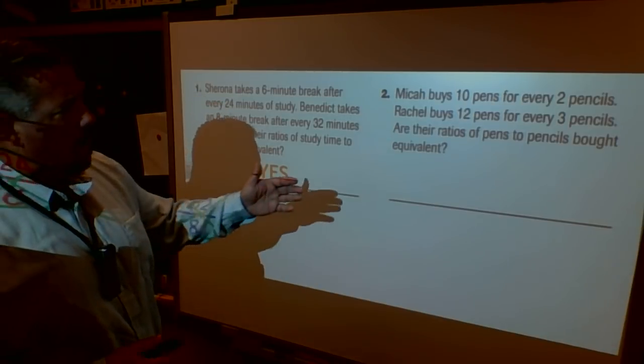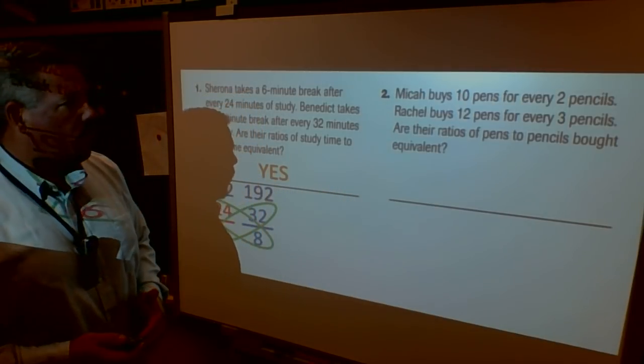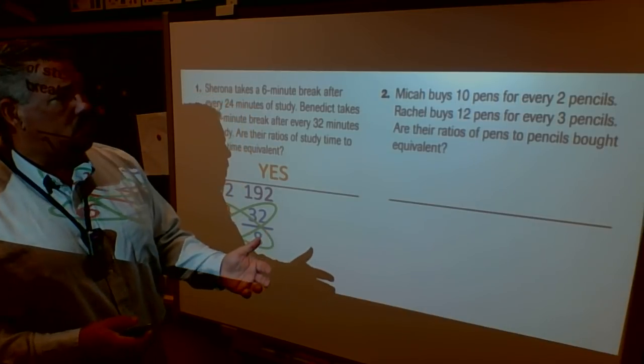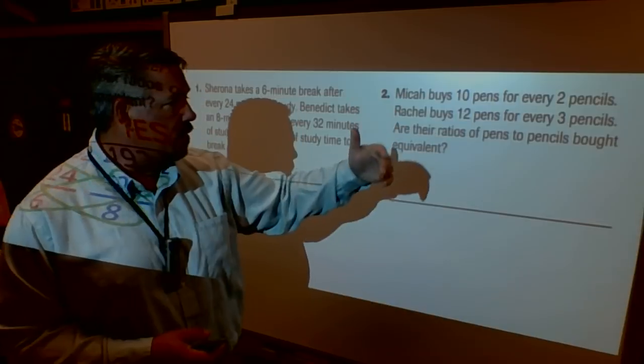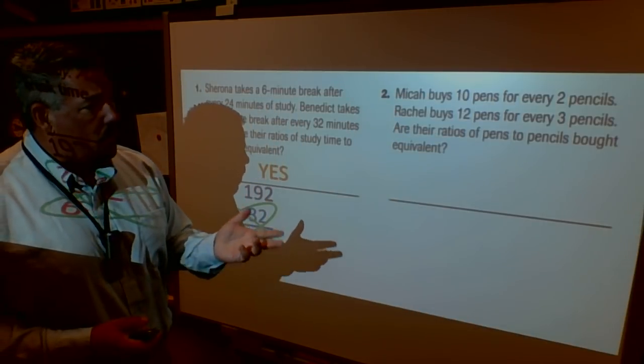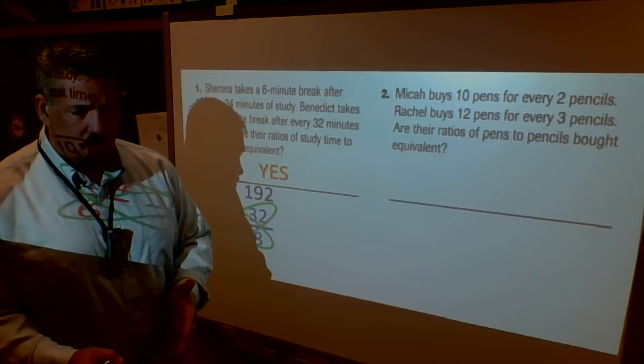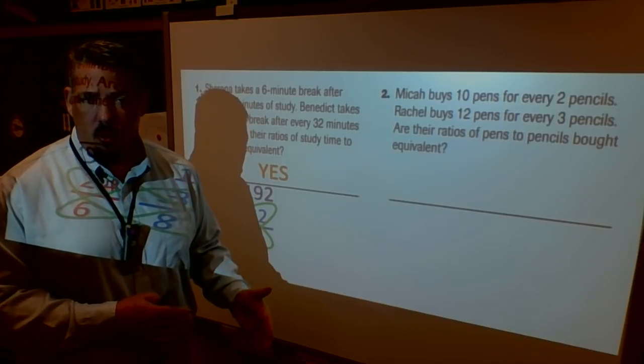What about Micah and Rachel then? So in the second one, it says Micah buys 10 pens for every 2 pencils. Rachel buys 12 pens for every 3 pencils. Are the ratios of pens to pencils bought equivalent one to another?